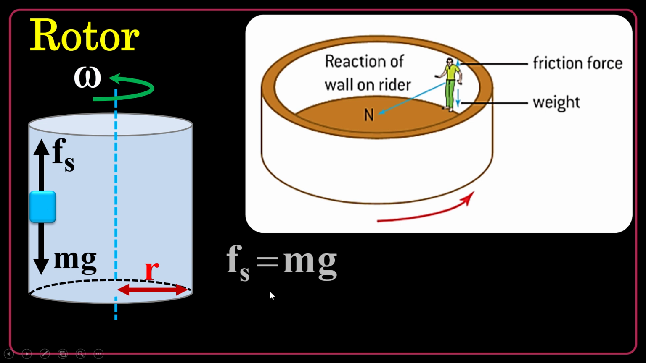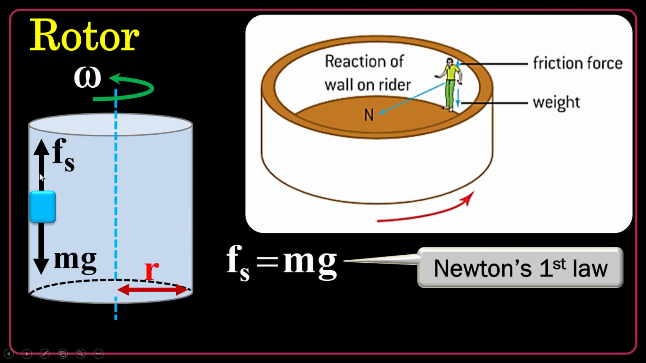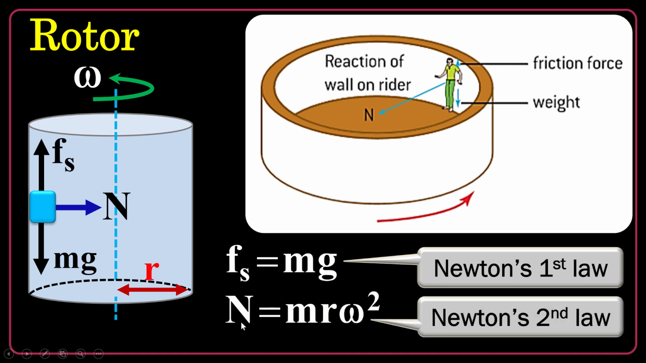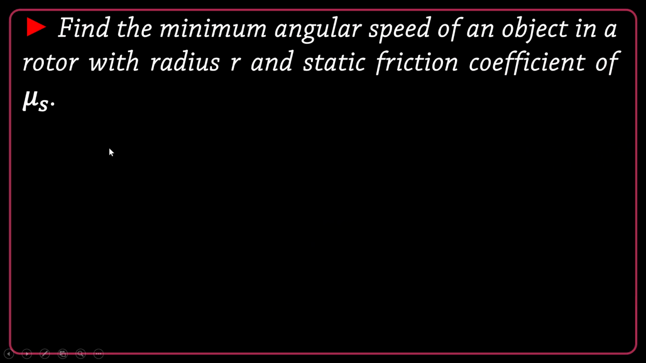So Fs is going to be equal to mg. So vertically, we should cancel the mg by Fs to confirm the vertical stability. Vertical stability means that there is no vertical acceleration. Newton's first law. But in the horizontal direction, there is a normal force, and it won't be cancelled by something. So the normal force is going to supply the centripetal force. So here I can write normal force to be m r omega squared. This is Newton's second law. So here Fc is going to be the normal force. Okay?